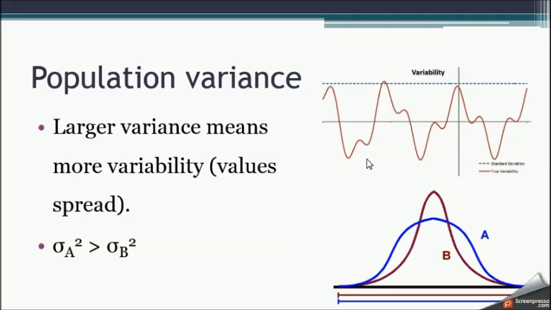So the more the values are spread or variable above and below the center, we say that we have larger variance. For example, here below we have two populations, population A and population B. In population B, the values are centered and focused more around the mean value, but population A is more spread, and the width of population A is larger than the width of population B. So we say that the variance of population A is larger than the variance of population B. This is only to understand what the variance of a population is.